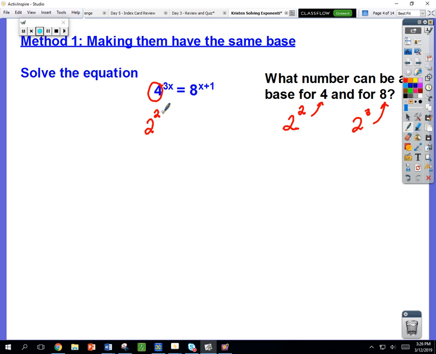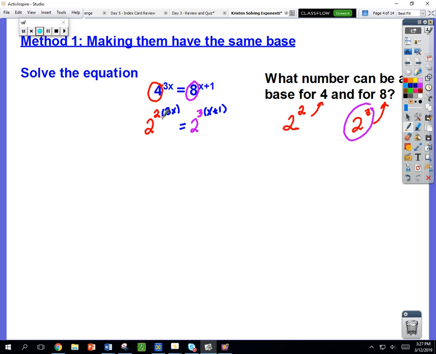And then I had a 3x up here. So I haven't changed the equation. Instead of a 4, I put 2 to the second power, which is the same thing, times 3x. And then same idea here. Instead of an 8, I'm going to put a 2 to the third power. And also in that exponent was an x plus 1. Again, I haven't changed the problem, because 2 to the third power is 8 and 2 to the second power is 4.